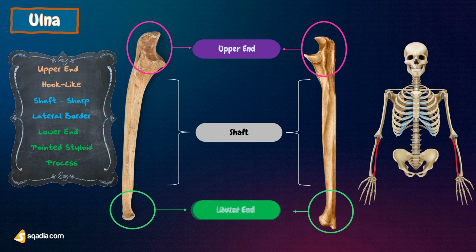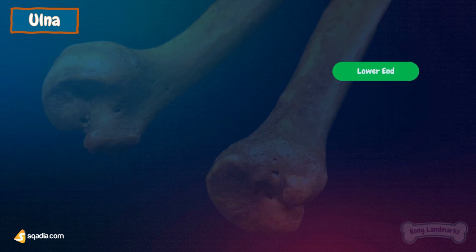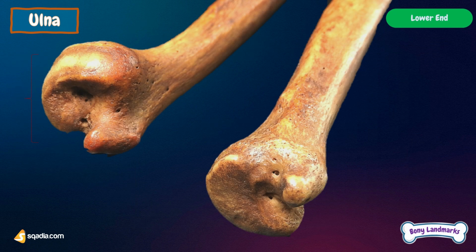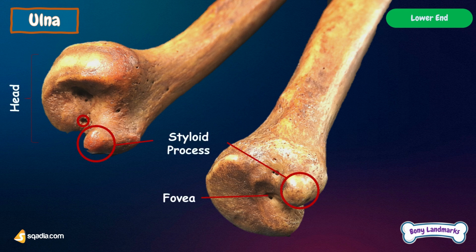Now let's look at the lower end of the ulna that forms the wrist joint. The lower end is made up of the head and the styloid process. The head articulates with the ulnar notch of the radius to form the inferior radioulnar joint. It is separated from the wrist joint by the articular disc. The ulnar artery and the nerve lie on the anterior aspect of the head of the ulna.